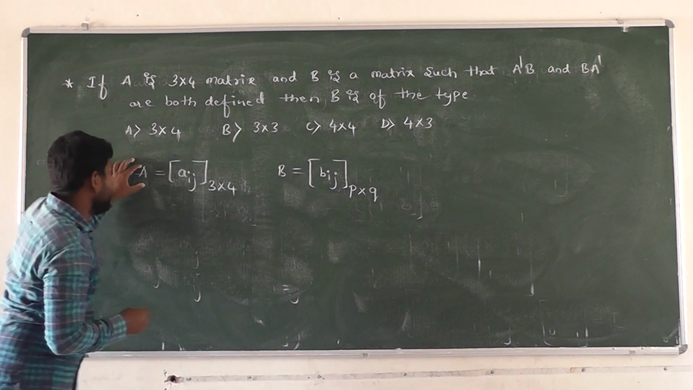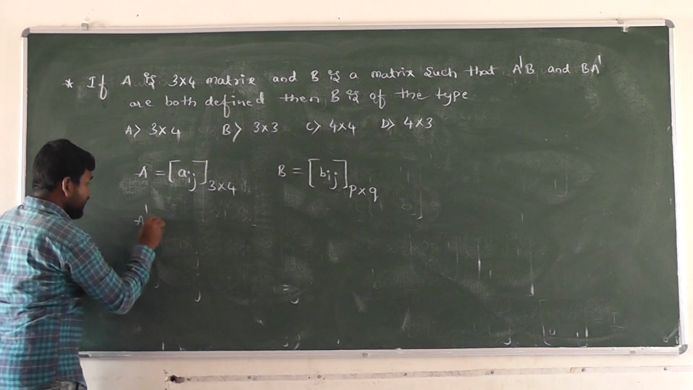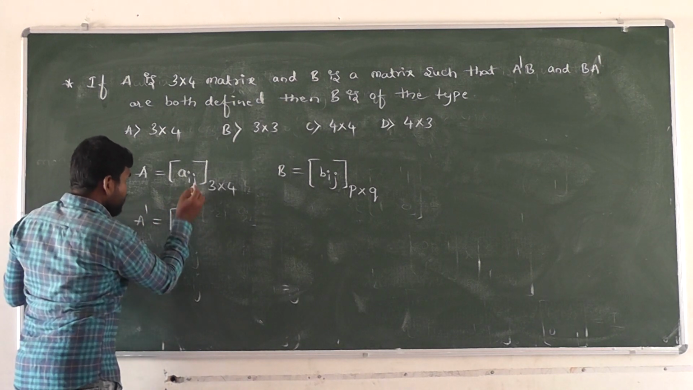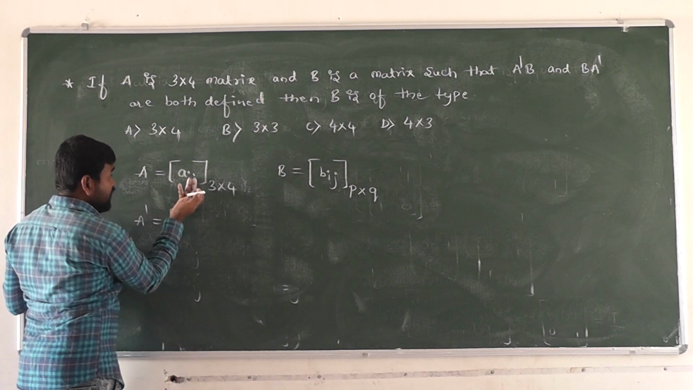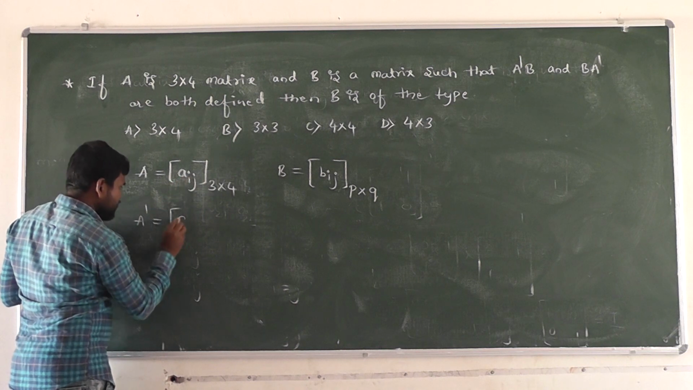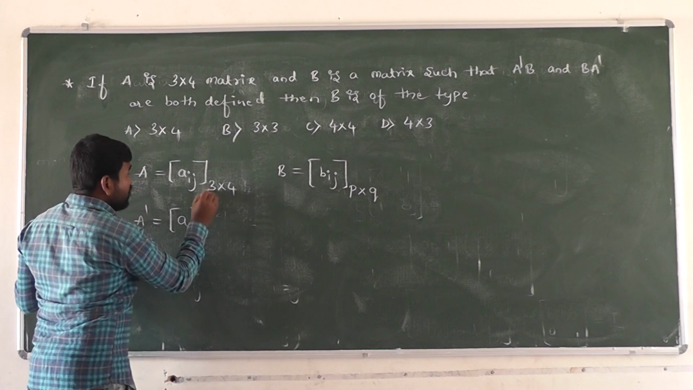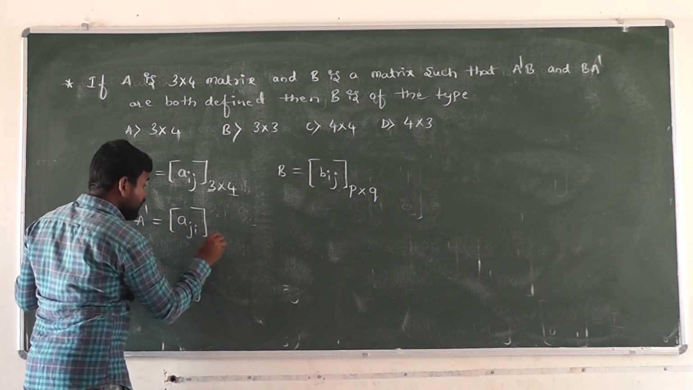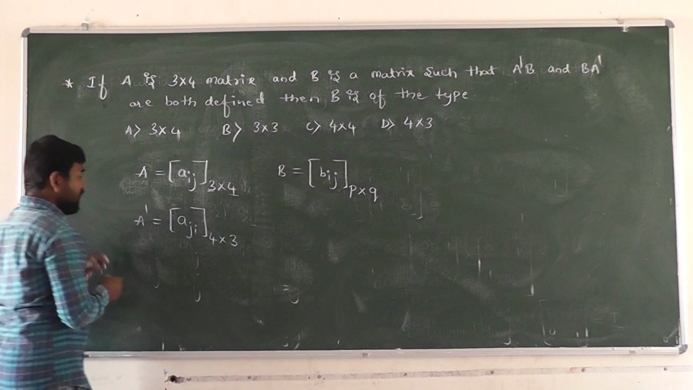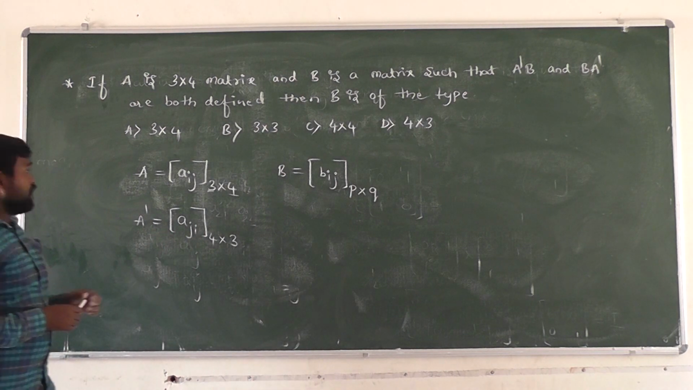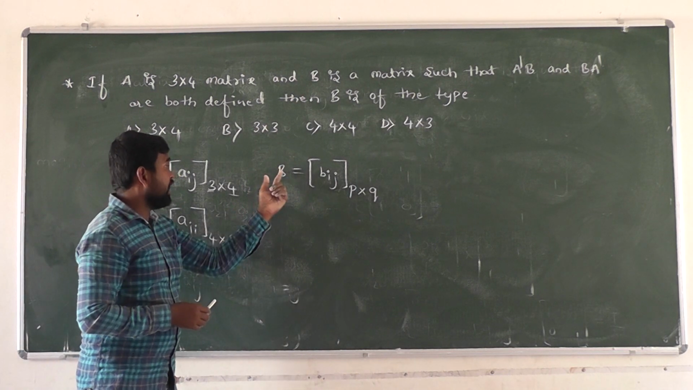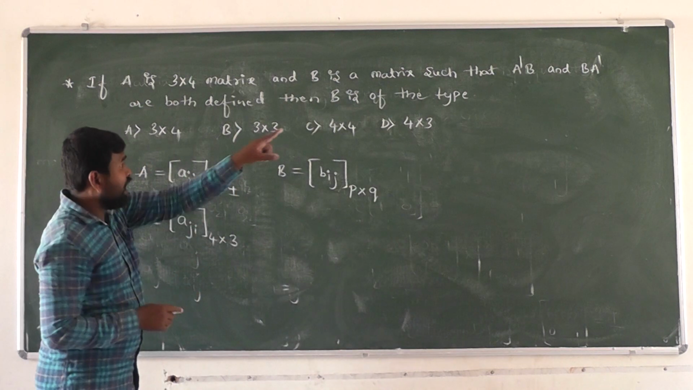Here A is given. Then A transpose is equal to what order? What is the transpose of a matrix? We have to interchange the rows into columns of the matrix. Right? Then A has 3 rows and 4 columns here. We interchange the rows and columns, so 4 cross 3. What is the order of the matrix B? A transpose into B and B into A transpose here.